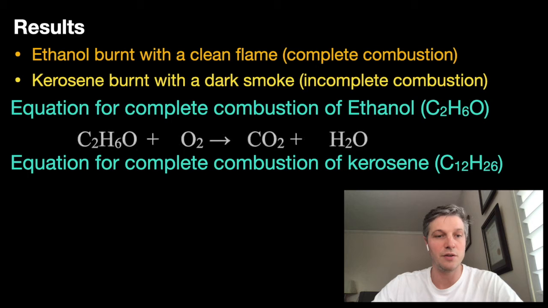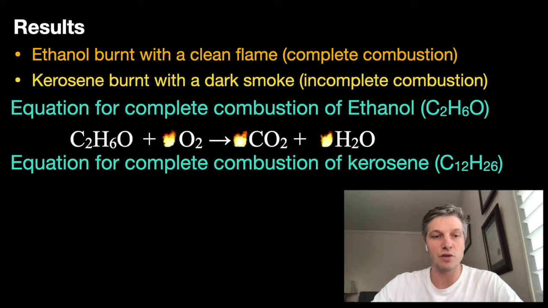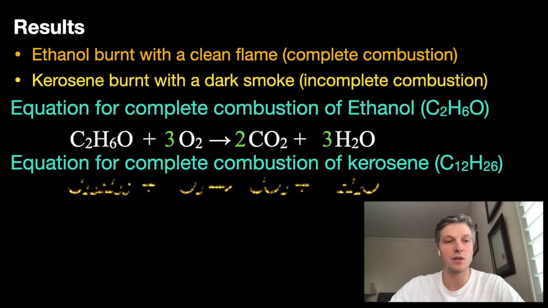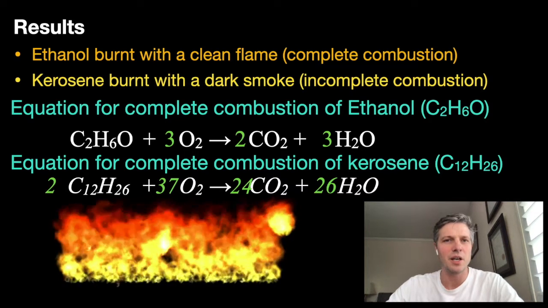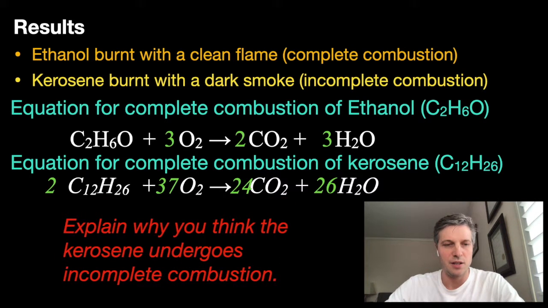Okay, what you should have got is ethanol plus 3 oxygens gives 2 carbon dioxides and 3 waters. When we do the complete combustion of kerosene, we're going to get 2 kerosenes plus 37 oxygens gives us 24 carbon dioxides and 26 waters. So the question I want you to ask yourself is, explain why you think the kerosene undergoes incomplete combustion. You need to be looking at that balanced equation and asking yourself what those numbers in the balanced equation tell you.